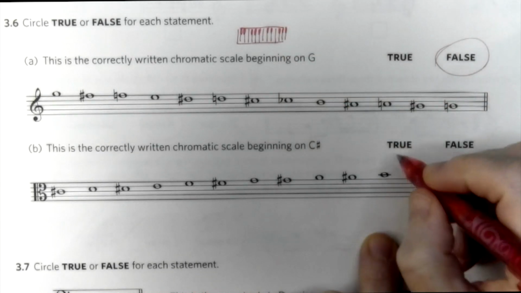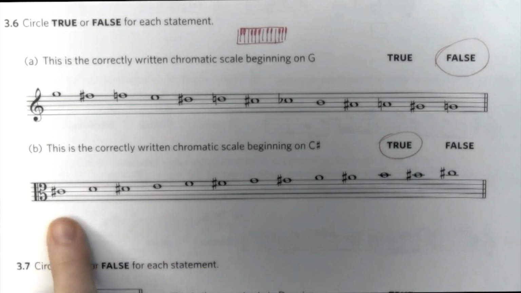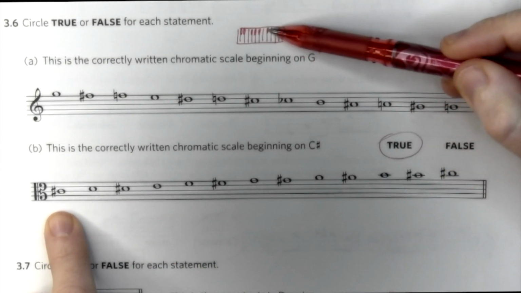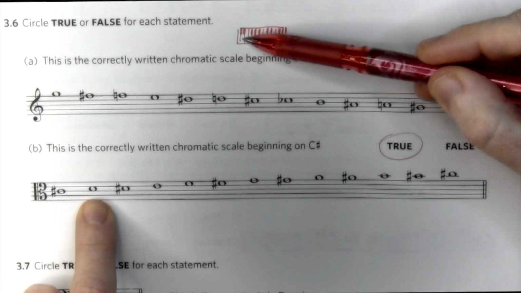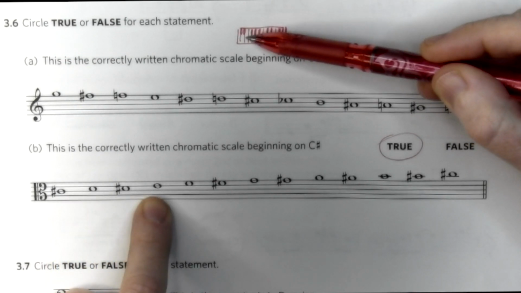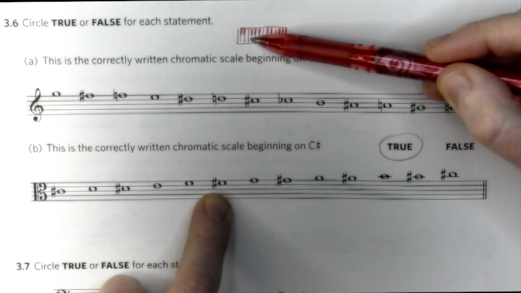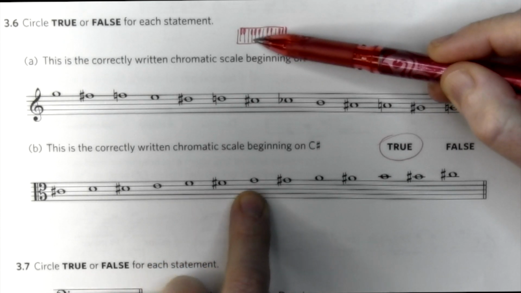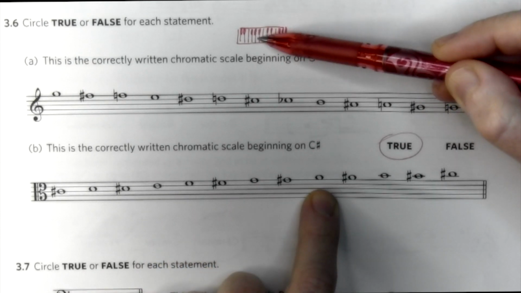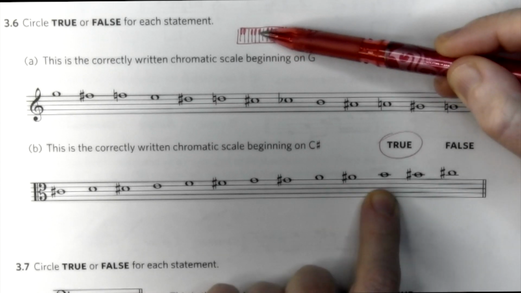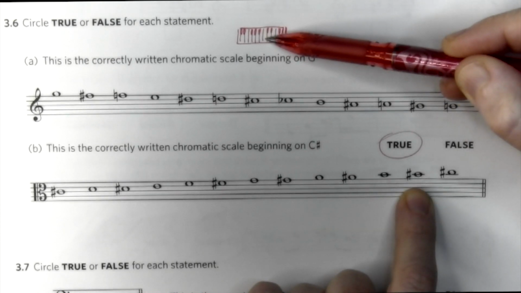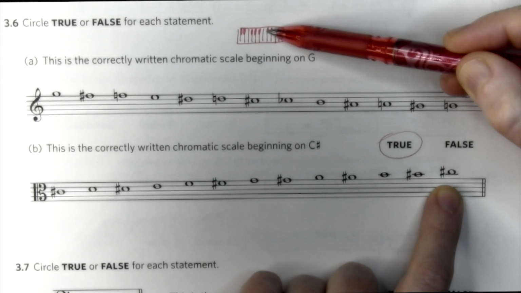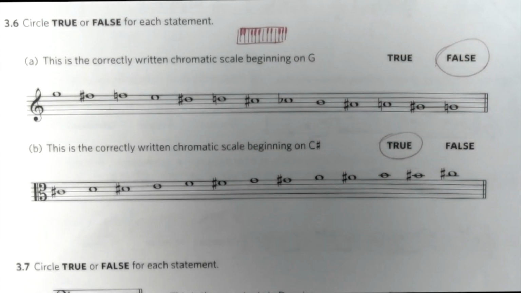This is correct. True. Let's do that again. Do sharp, Re, Re sharp, Mi, Fa, Fa sharp, Sol, Sol sharp, La, La sharp, Si, Si sharp, Do sharp. Perfect. Sorted. We can move on to exercise 7.